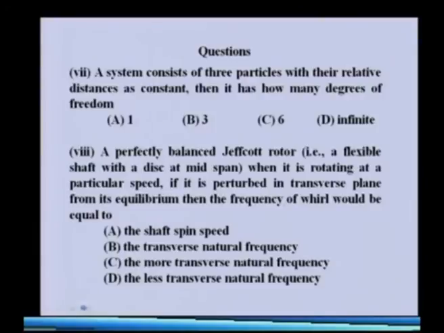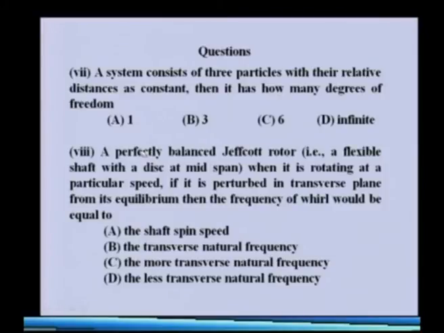Now, if we have a system that consists of 3 particles, we have already seen that if they have no relative motion, that represents a rigid body. So, 3 particles with their relative distances constant, how many degrees of freedom does it have? Obviously a rigid body we are referring to, and it has 6 degrees of freedom.